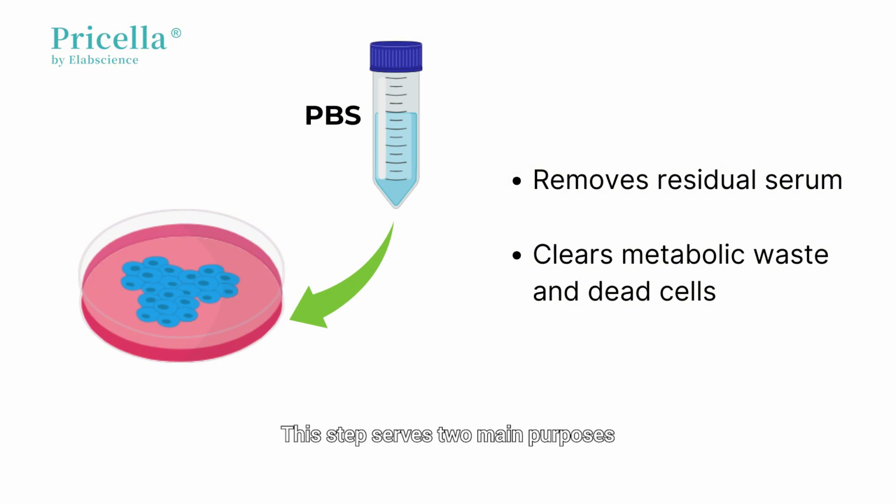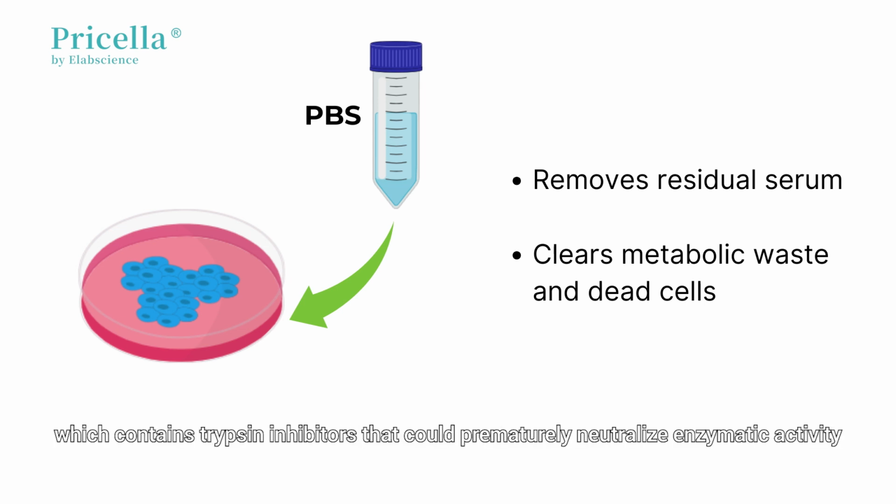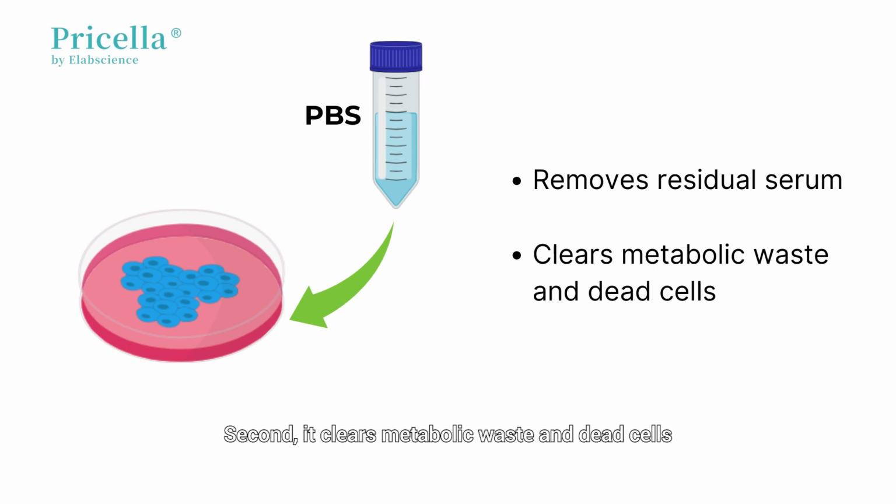This step serves two main purposes. First, it removes residual serum, which contains trypsin inhibitors that could prematurely neutralize enzymatic activity. Second, it clears metabolic waste and dead cells, ensuring a more controlled detachment process. Once trypsin is added, incubation at 37 degrees Celsius accelerates proteolytic activity.